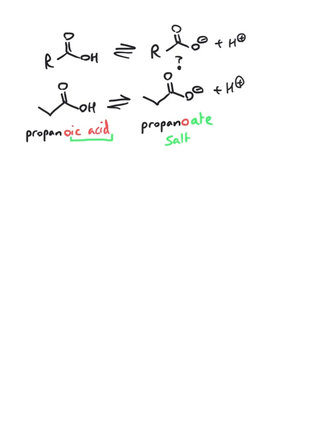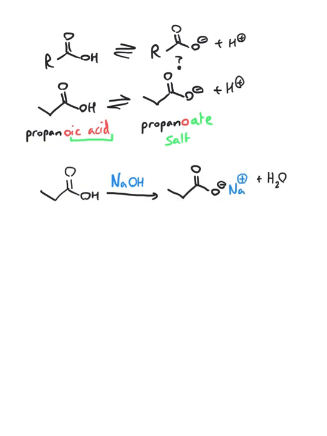Now, if we know what the counterion is, such as in this case, because we use sodium hydroxide as a base, we would assume it is a sodium counterion. We would call it sodium propanoate. This is what you would expect on the label of the bottle that contains this salt.